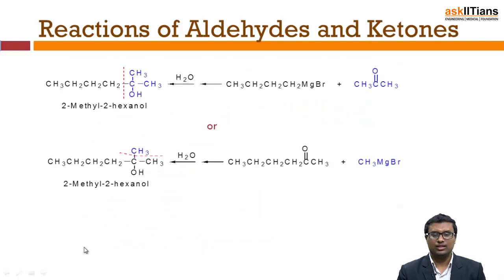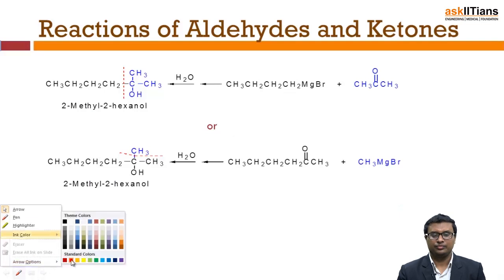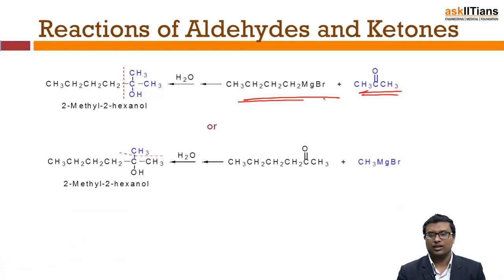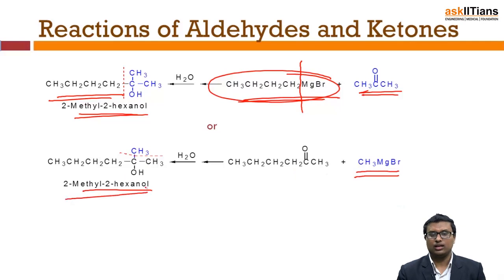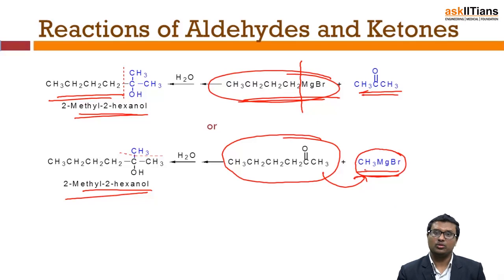So you can see here, you have a ketone, and again you have a Grignard reagent. This group will be present here and you will be getting 2-methyl-2-hexanol. The same thing, you will be getting 2-methyl-2-hexanol if you are using this as a ketone and this as your Grignard reagent. That is the beauty of your Grignard reagent. You can get 2-methyl-2-hexanol via this type of ketone and you can get 2-methyl-2-hexanol using this other type of ketone. So you can interchange both of them to get the same alcohol.